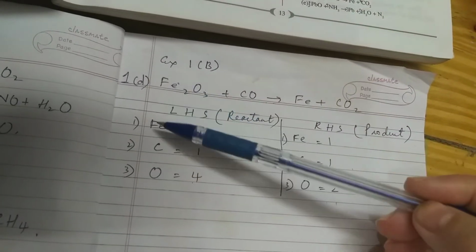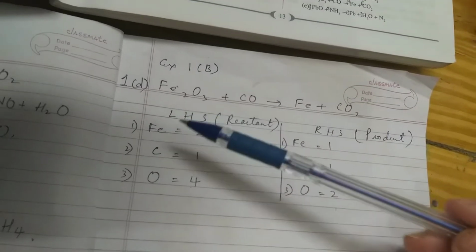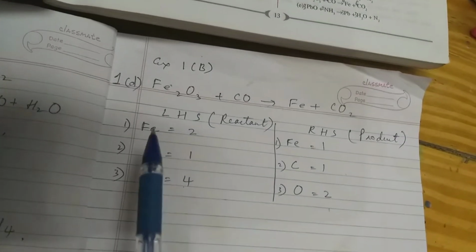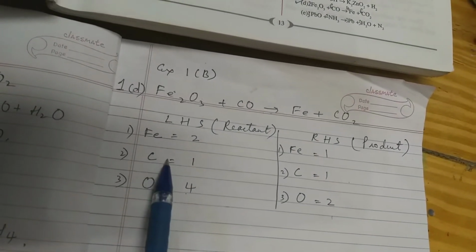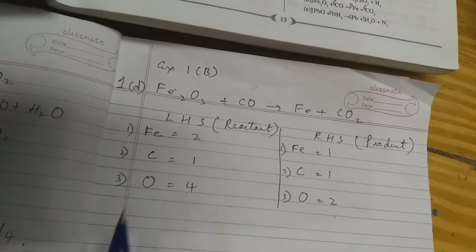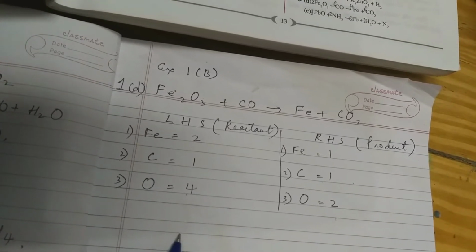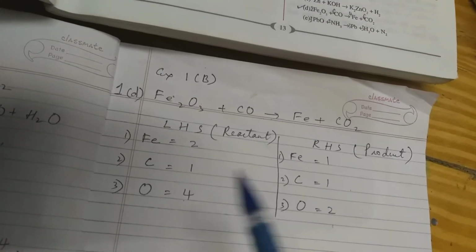Now I have arranged these elements in this order. So this order is the same order which I explained to you. Metal first, non-metal second, third is the place for oxygen and hydrogen. So if oxygen occupies the third place, hydrogen will occupy the fourth place. So this is the order.